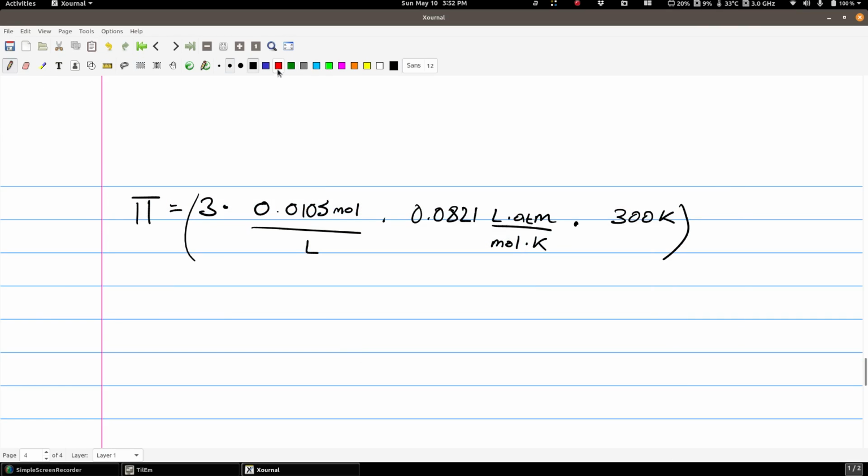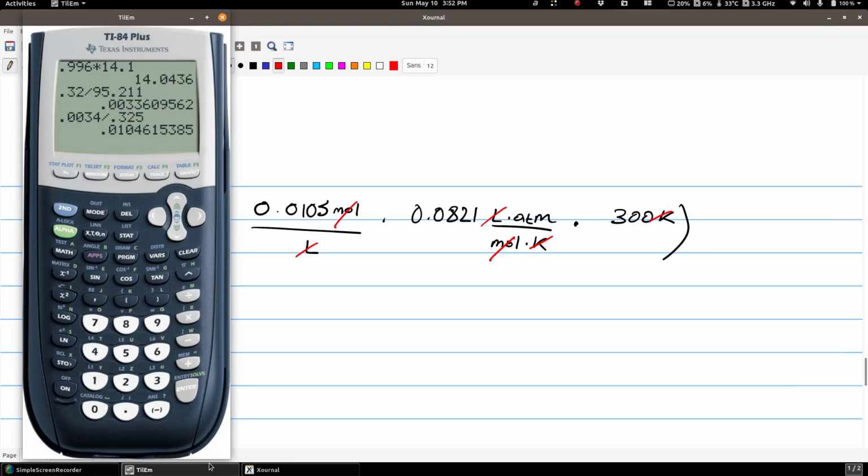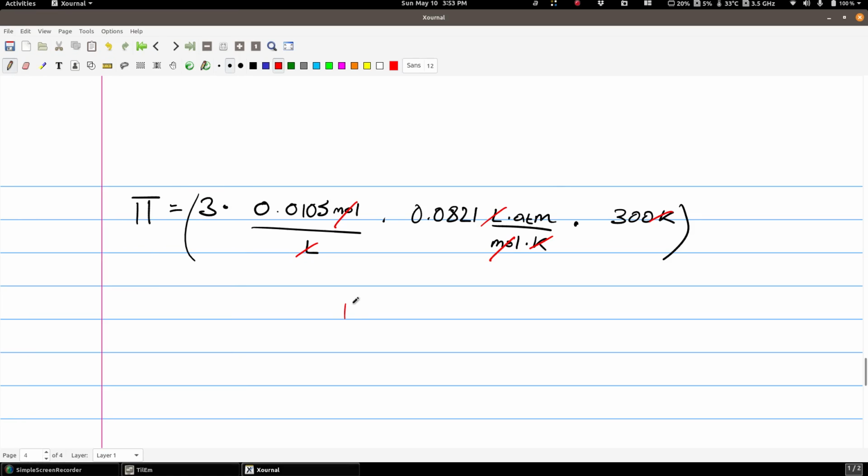So let's finish this. You have moles cancels, liters cancels, kelvins cancels. So we're left with atmospheres. So let's plug this in the calculator. So you have 3 times 0.0105 times 0.0821 times 300. And that means our osmotic pressure for this instance is going to be about 0.78 atmospheres.